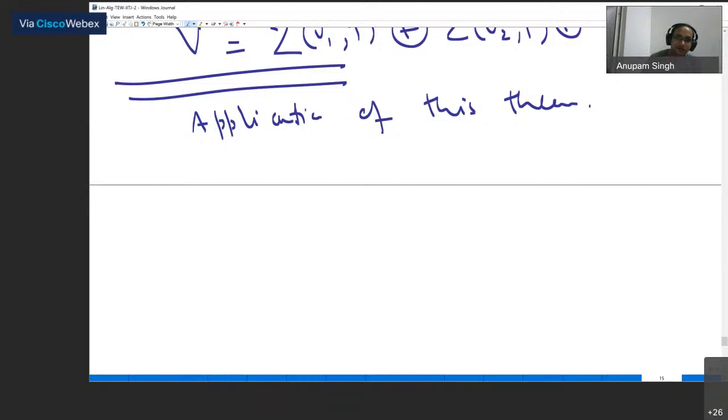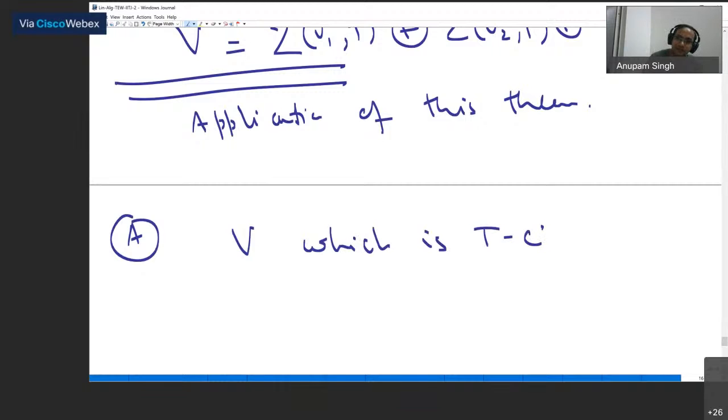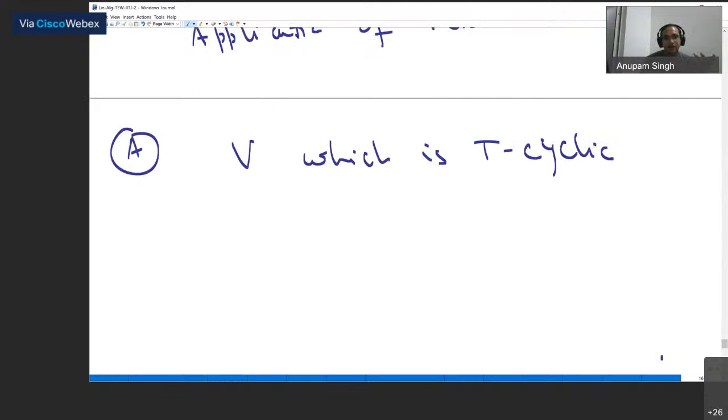So, what is the significance of getting this? What we are trying to say, cyclic, right? So suppose I have a vector space V, which is T cyclic. What does this mean? My claim is that you will get a very nice matrix whenever you get a T cyclic vector space. That is why this is very important. So let's try to understand this.